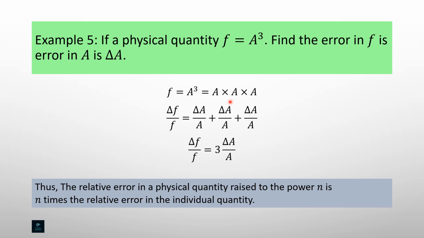Now we know that when the product of terms is involved, the relative errors get added. Therefore, delta f by f is equal to delta a by a plus delta a by a plus delta a by a. Therefore, relative error in f is 3 times relative error in a. So we can form a general rule. The relative error in a physical quantity raised to the power n is n times the relative error in the individual quantity.